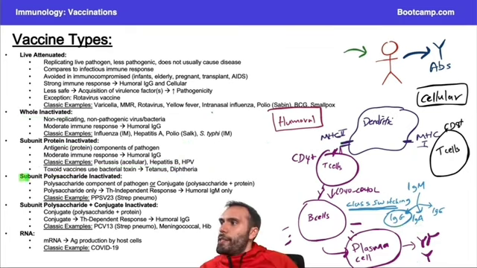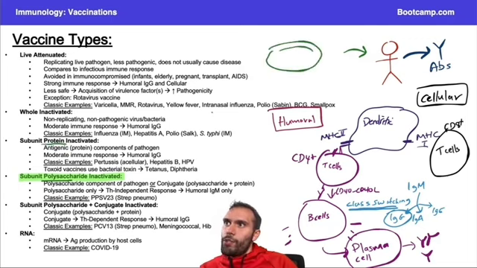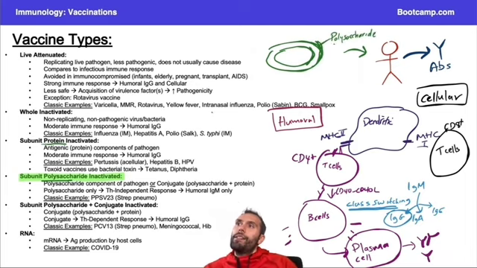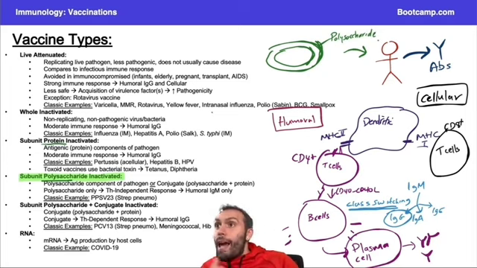Let's start talking about the subunit polysaccharide inactivated vaccines. How does this polysaccharide differ from the protein variant? Well, to answer that question, let's start with a bacteria here. Maybe this bacteria has a capsule, and let's just say that this is a polysaccharide capsule. When I say polysaccharide, what I'm basically saying is that the capsule around the bacteria is made up of carbohydrates. It's not made up of proteins. Remember, proteins are peptides, polysaccharides are carbohydrates. These are different macromolecules.